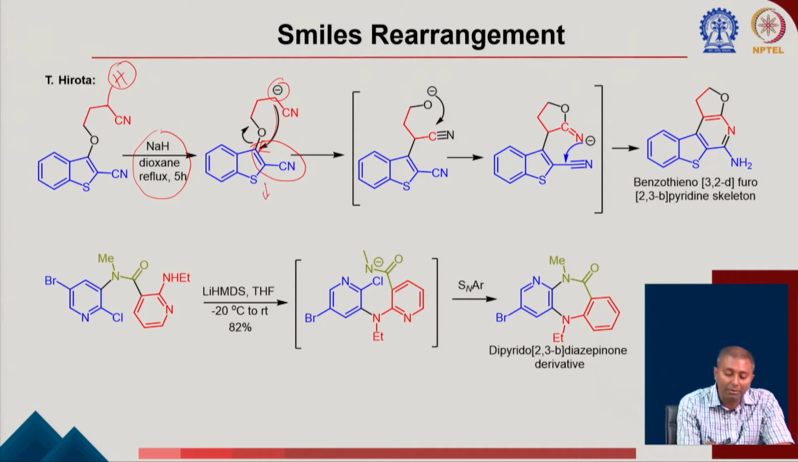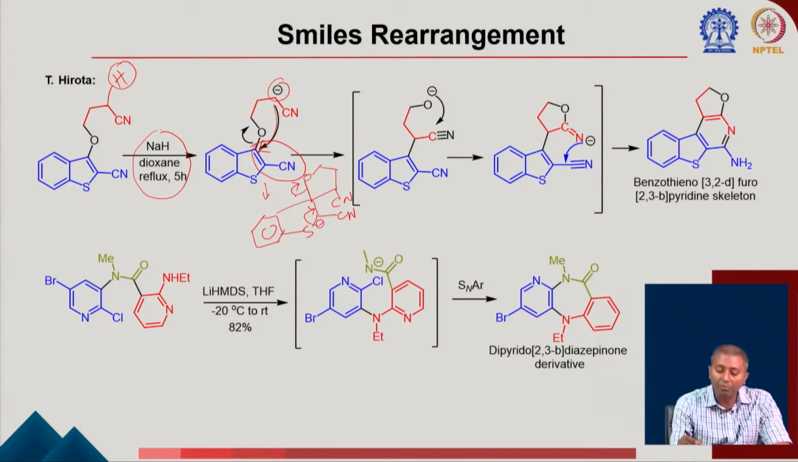So, if you try to draw this, then what is going to happen here is that there will be a cyano, there will be a negative charge, and then there will be an oxygen which is attached here. There will be 1, 2, CH2, and then there is another carbon, and then there will be a cyano group. So, now what is going to happen? Now, actually this negative charge is going to come back and break this carbon oxygen bond.